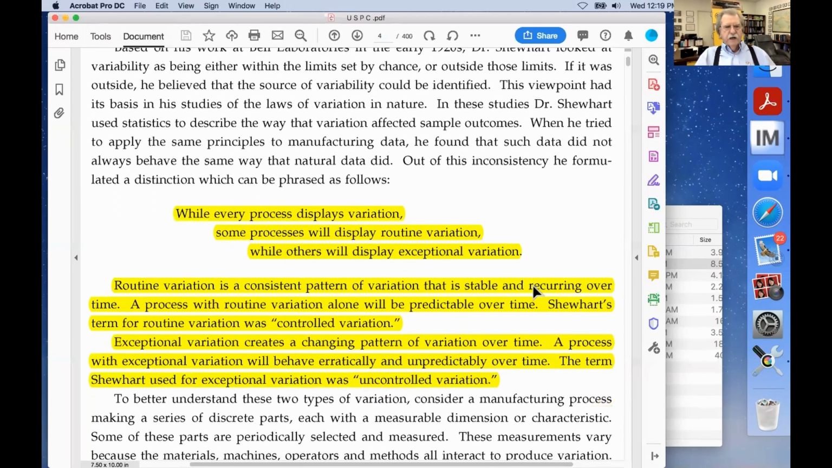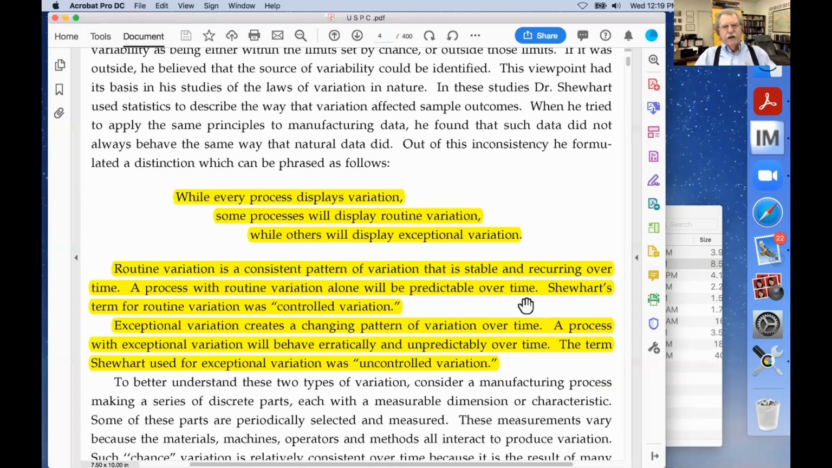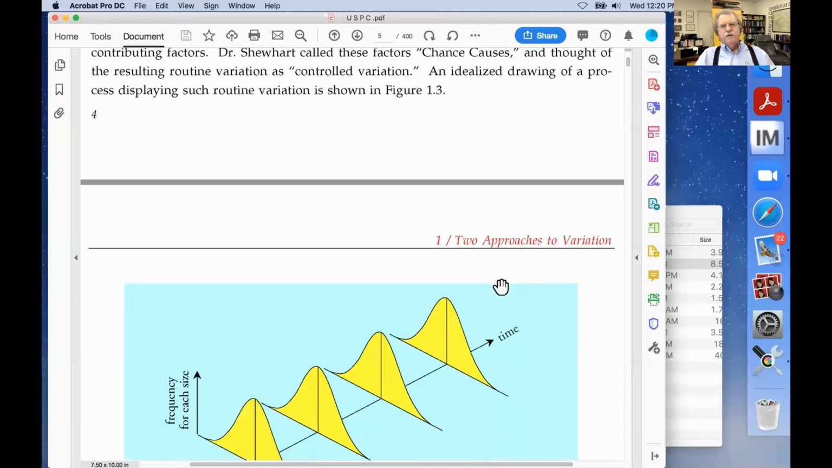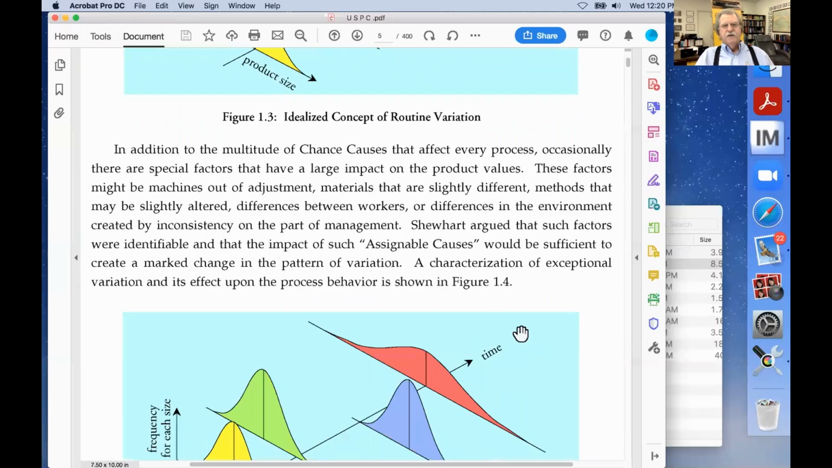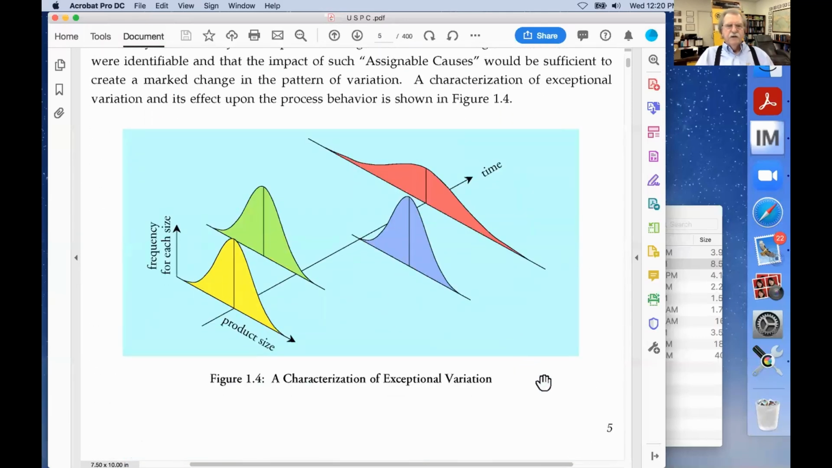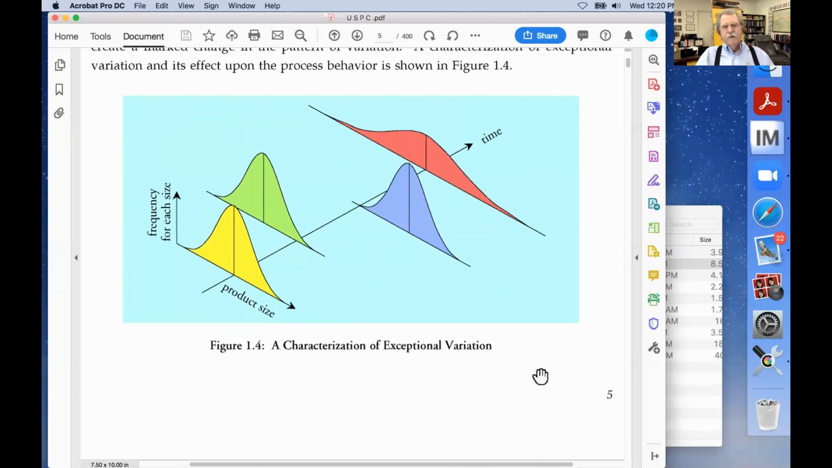Exceptional variation creates a changing pattern of variation over time. So a process with exceptional variation will behave erratically and unpredictably over time. Shewhart talked about uncontrolled variation here. I'm going to talk about exceptional variation. I think it's clearer. So here is our idealization of a predictable process. Here is a conceptualization of an unpredictable process, which we've seen already today.